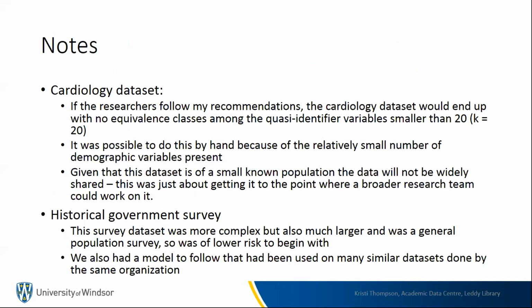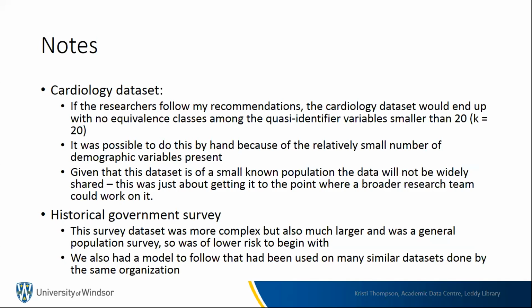Some notes on these experiences. In the cardiology dataset, if the researchers followed my recommendations, the cardiology dataset would end up with no equivalence classes among the quasi-identifier variables smaller than about 20, k equals 20, as I remember. It was possible for me to do this by hand because of the relatively small number of demographic variables present. However, given that this data set is of a small known population, the data will not be widely distributed. This was just about getting it to the point where a broader research team could work on it.